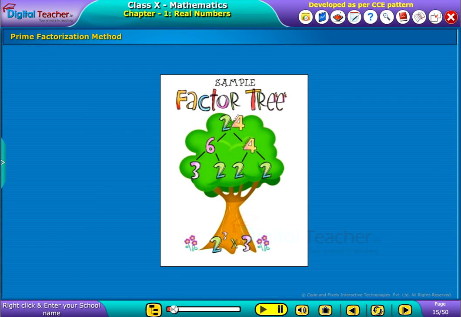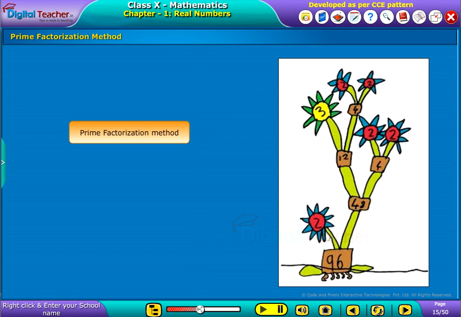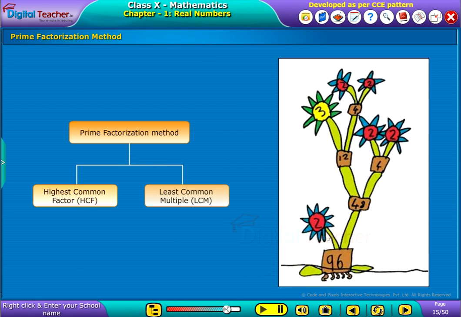Now, let us learn how to apply the fundamental theorem of arithmetic on more than one positive number using the prime factorization method. This method involves finding the prime factors of a given number. This method is used to find the highest common factor HCF and the least common multiple LCM of the given numbers. Let us look at an example.